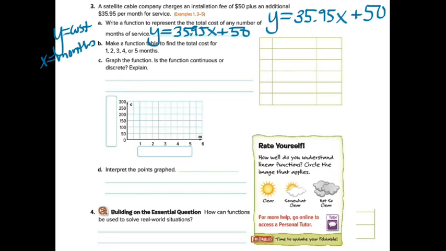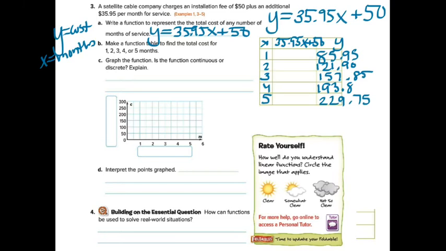Make a function table to find the total cost for 1, 2, 3, 4, and 5 months. So my formula is $35.95 x plus 50. Take a second, grab your calculator, and calculate each of your fees for the month. Now, my pen is big, so I didn't do this section here. But what you should have found is that for 1 month it cost $85.95. That's by the end of the first month how much they've paid.